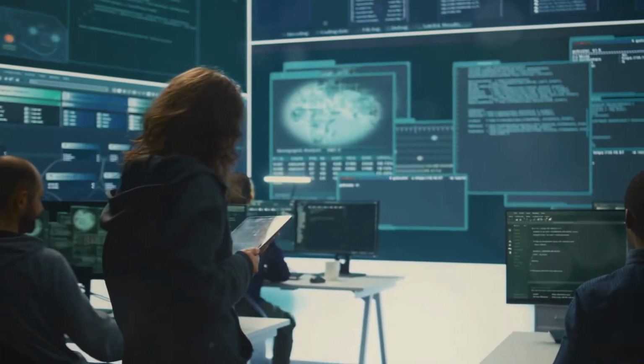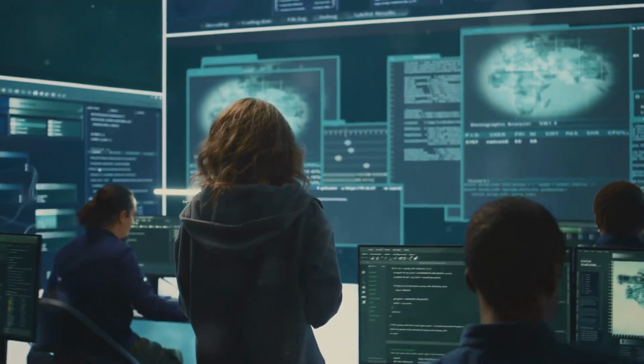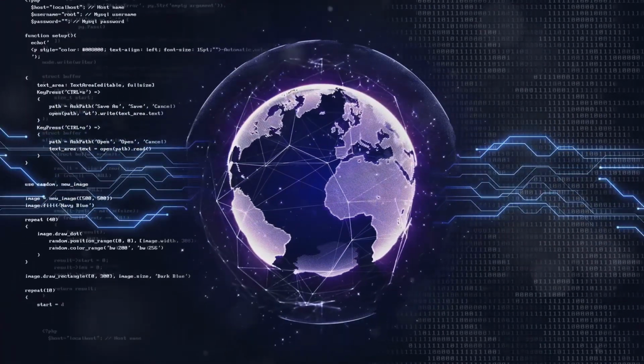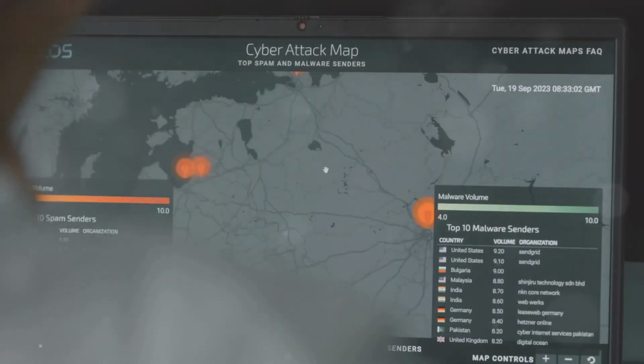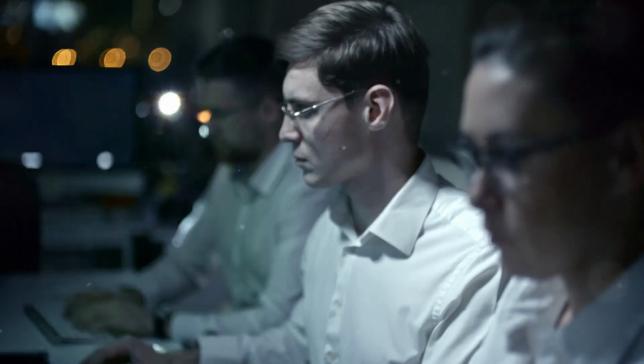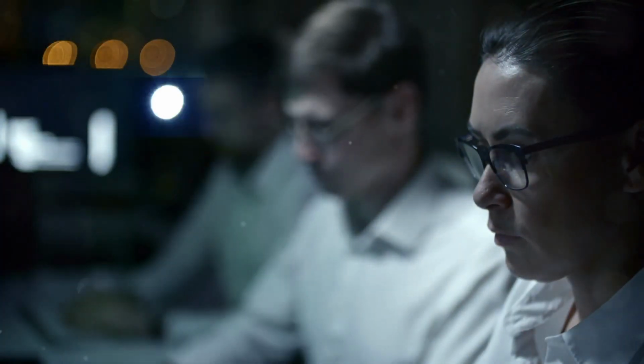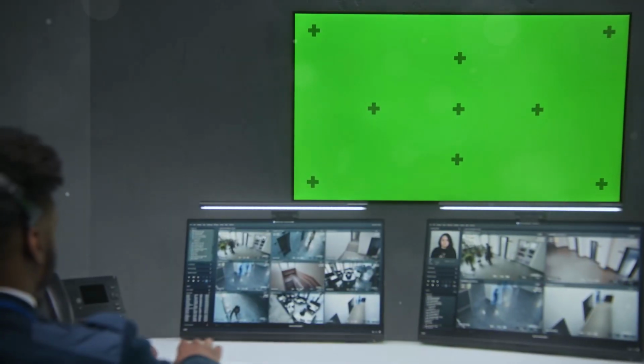To enhance your response, leverage automation. Automating certain actions, such as quarantining compromised systems or blocking malicious IP addresses, ensures that threats are addressed promptly without relying on manual intervention.